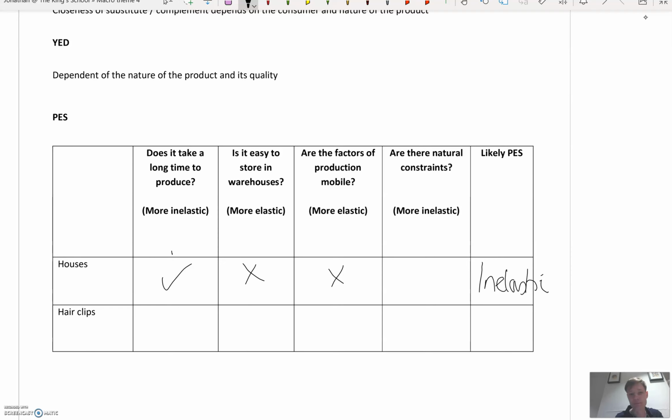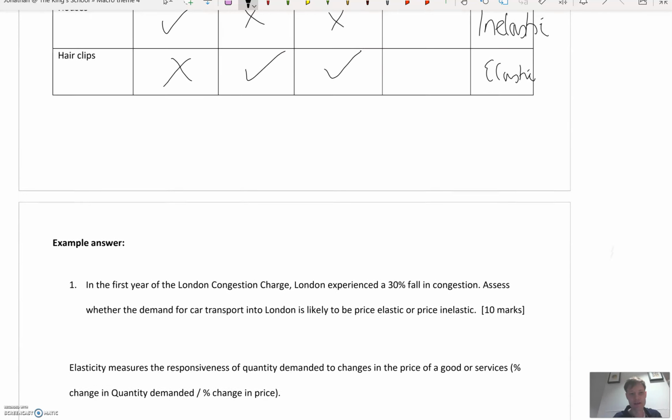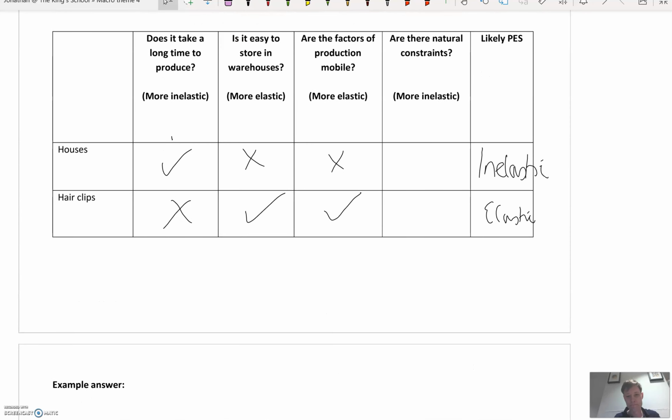Hair clips, on the other hand, very quick to produce, so it does not take a long time to produce. You can release them from your warehouse, or you could get another plastic producing factory to switch over from producing, say, toys and produce them like that. And therefore it's going to be very elastic. So for the hair clips, as the price of them goes up, you could suddenly produce them quickly, you could release them from a warehouse, and you could switch over from other production. I'm just going to leave it at that point there.